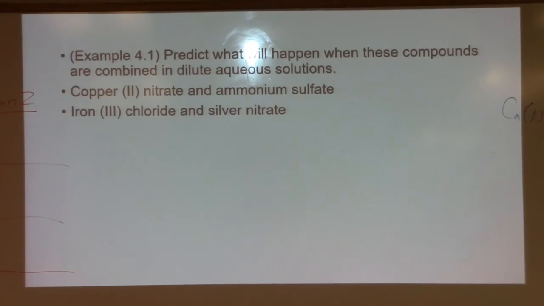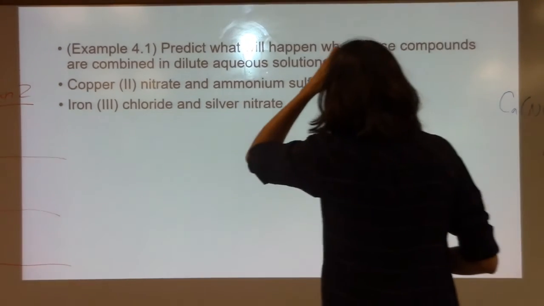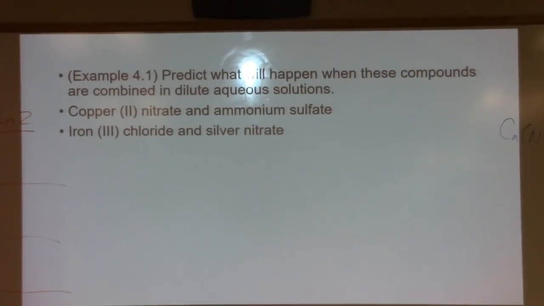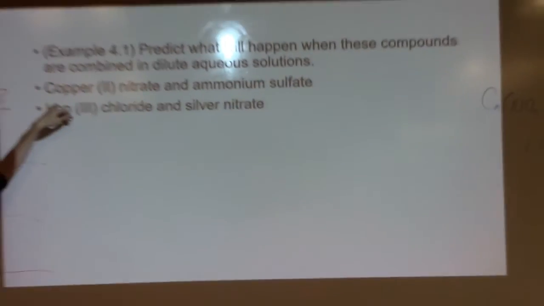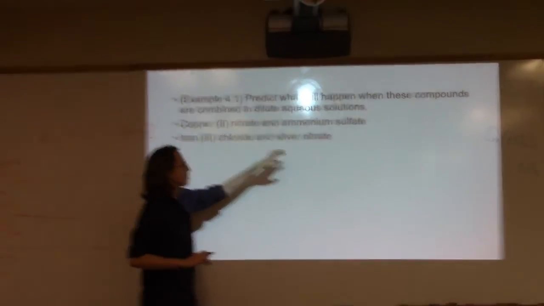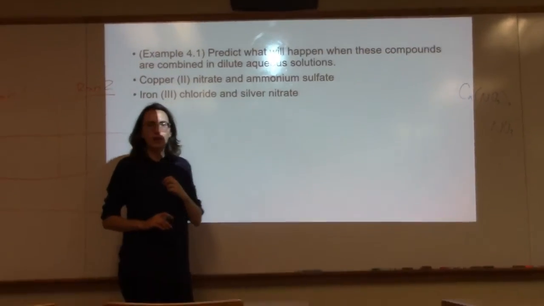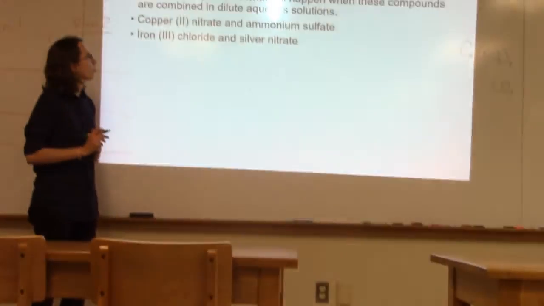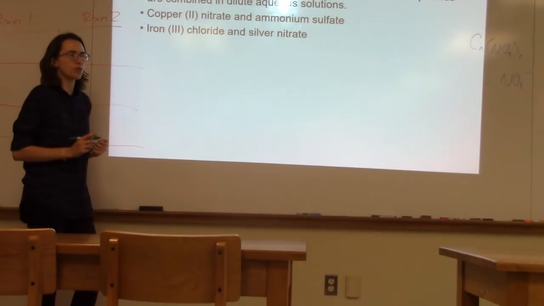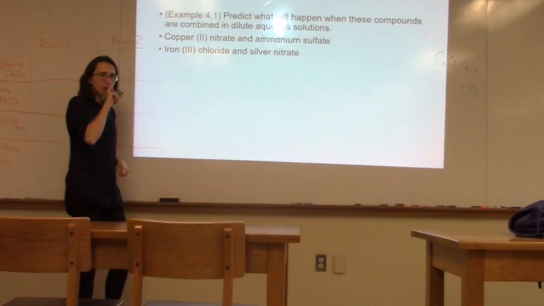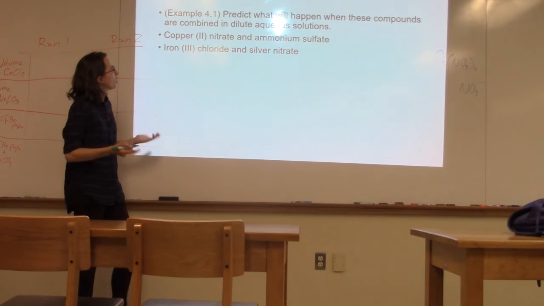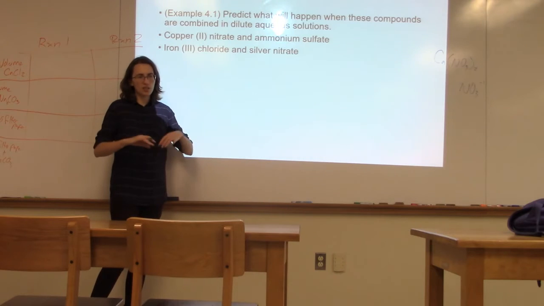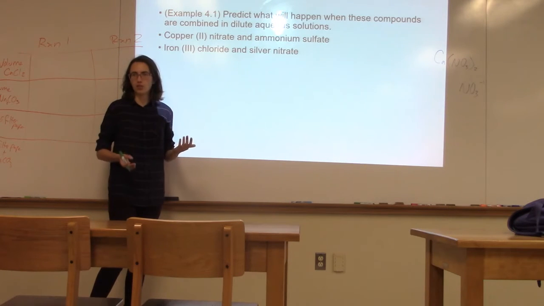So let's imagine that we have a dilute aqueous solution of copper(II) nitrate, and a different aqueous solution that's made of ammonium sulfate, and we combine those two together. What is the formula for copper(II) nitrate? What is dilute? Dilute means that it's not very concentrated. So we're not adding a ton of these together, we're adding just a smallish amount.